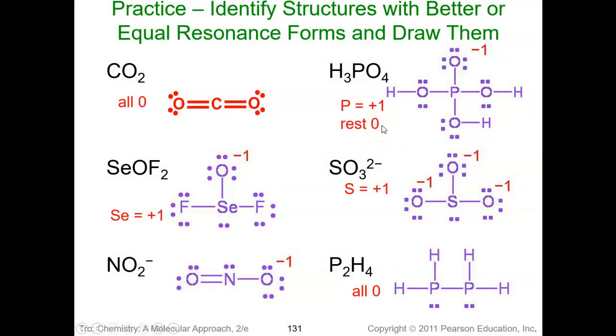So let's look at these structures that we just did before. This is the same example we've been using since the beginning. The question is, are there better structures? Well, this one is 0, 0, 0. I put all the formal charges on here, by the way. So no, this is it. There it is. Okay, let's look at this one here. Se is +1, and this is -1. So we take the lone pairs and we move them in. Once we do this, this becomes a double bond.